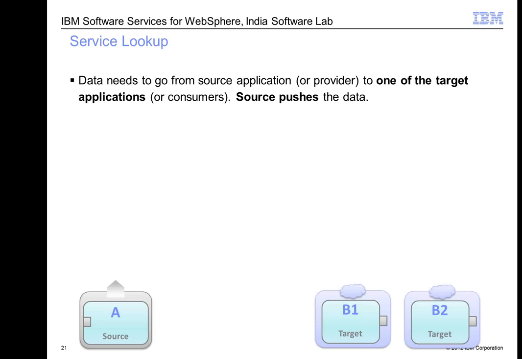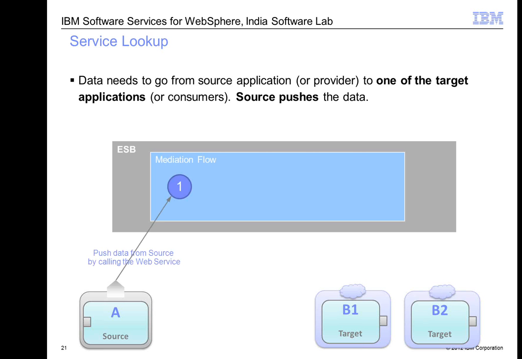As you can see, there is one source A, and there are two targets, B1 and B2. The source is going to push the information, and my middleware, my enterprise service bus, my integration framework has to decide whether information has to be delivered to B1 or B2. It also has to find out the location of B1 and B2, which is the address where to find the target. So once again, we have an enterprise service bus, and inside the bus we have the mediation flow. The source system is pushing the data by calling the web service of the mediation flow. Once the data is there in the mediation flow, step number 2 is to apply necessary transformation, and now you will see the change.